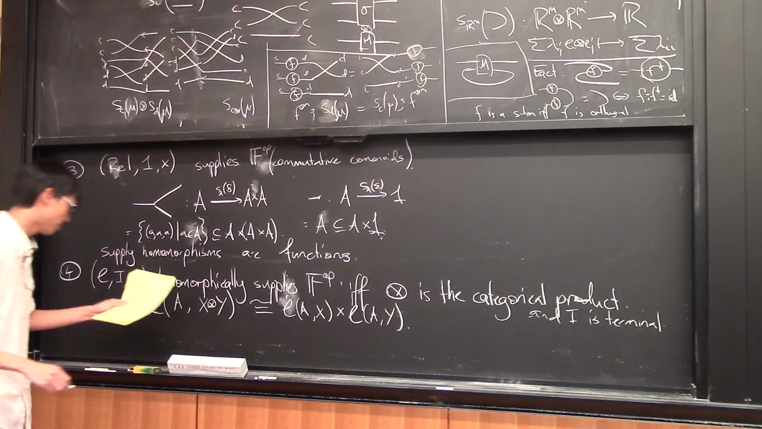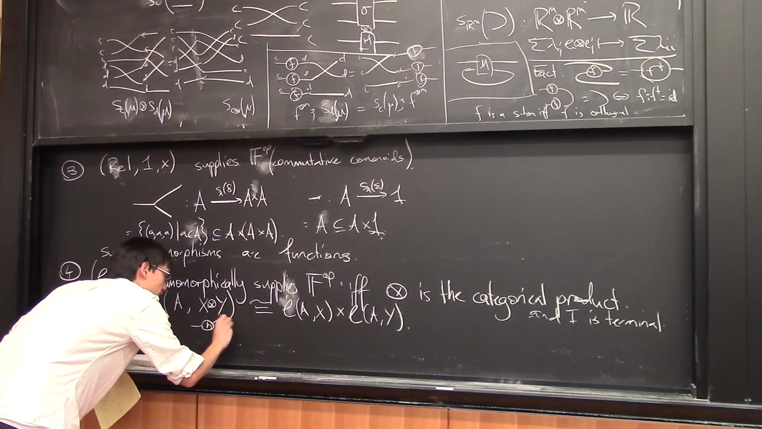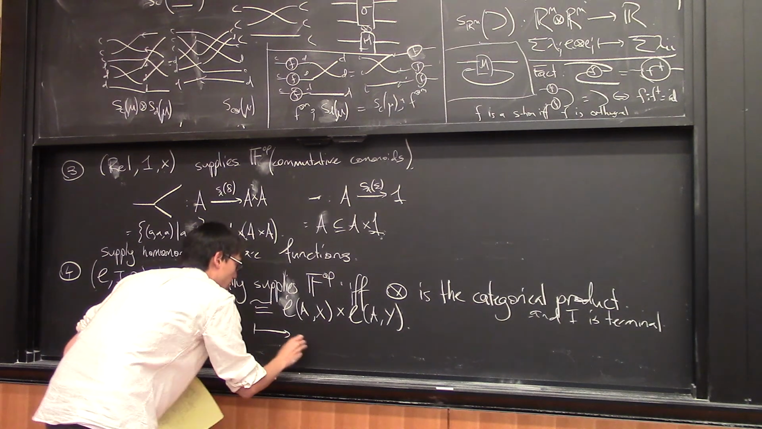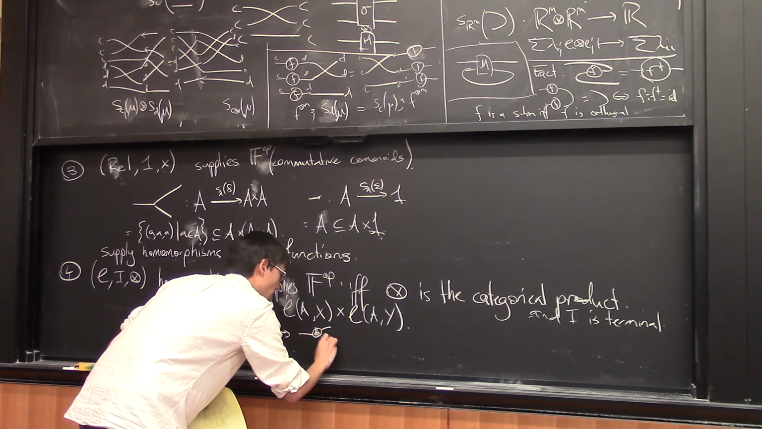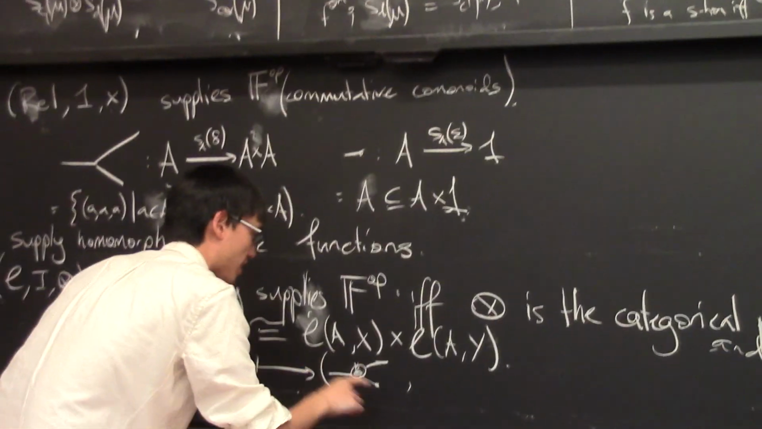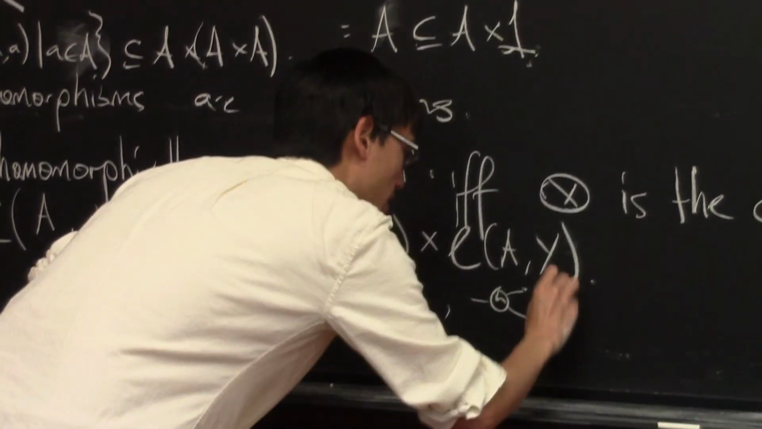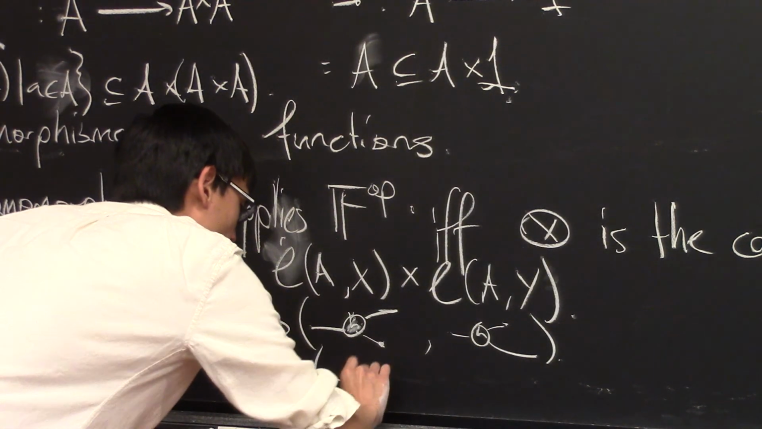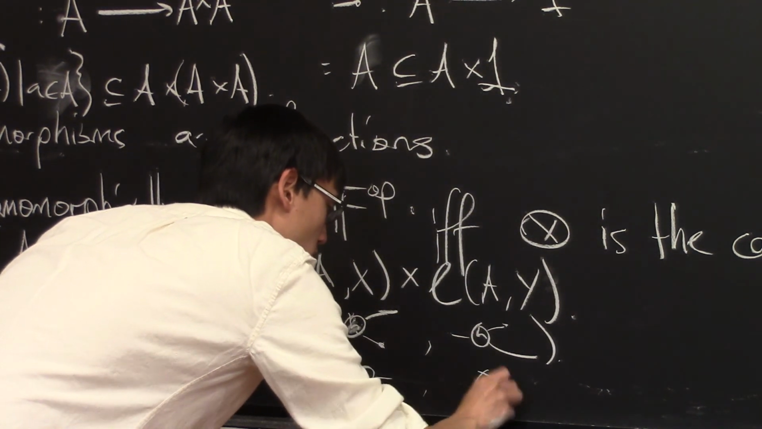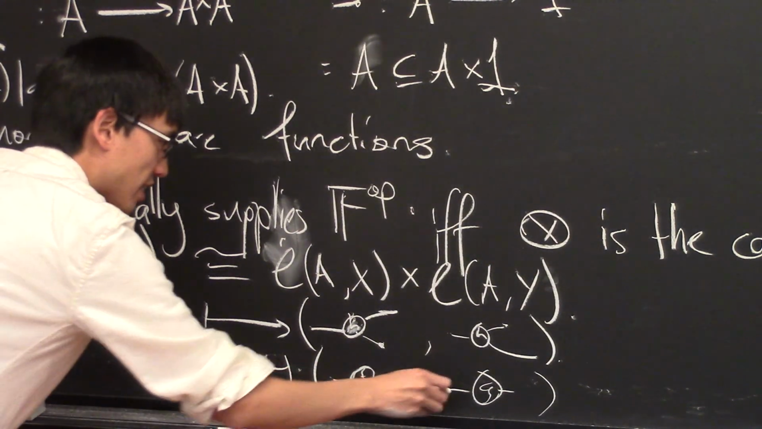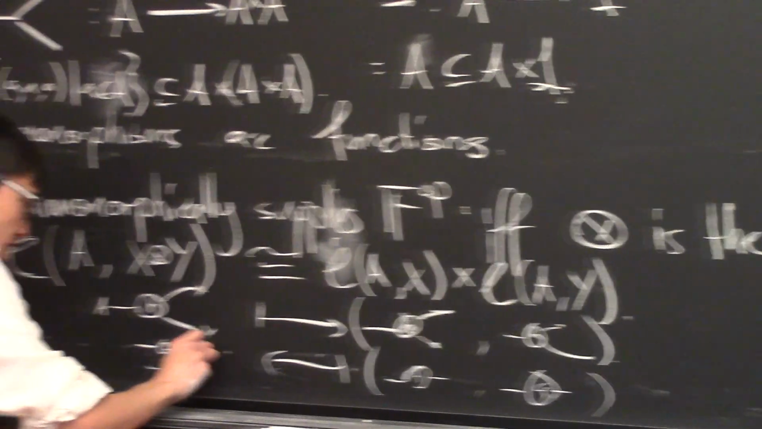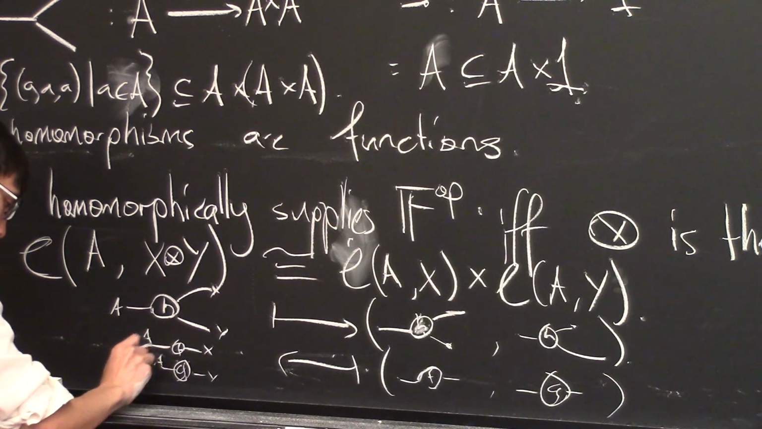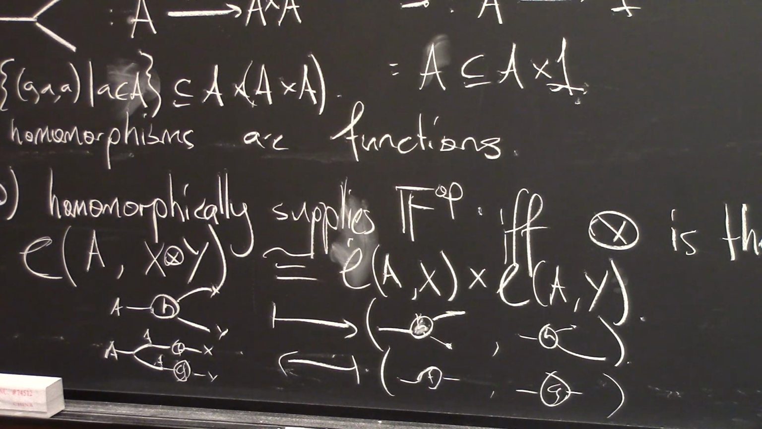And so how do we get this correspondence between them? Well, if I have some morphism H going from A to X times Y, I can produce the pair where I throw out the second variable to get a morphism from A to X, and I throw out the first variable to get a morphism from A to Y. And then conversely, if I'm given some morphisms F and G, from A to X and A to Y, I can produce a morphism from A to X times Y by taking their tensor product, which gives a morphism from A times A to X times Y, and then using the duplication map.